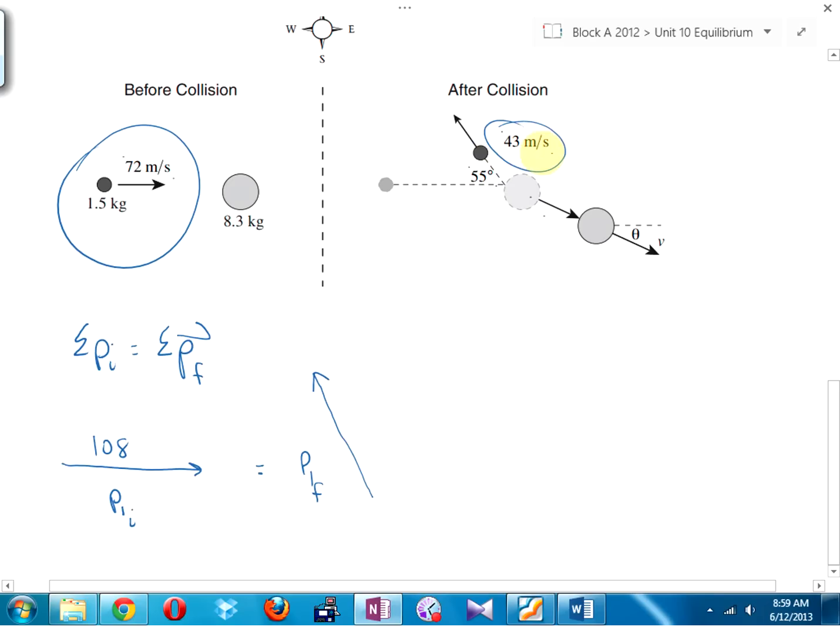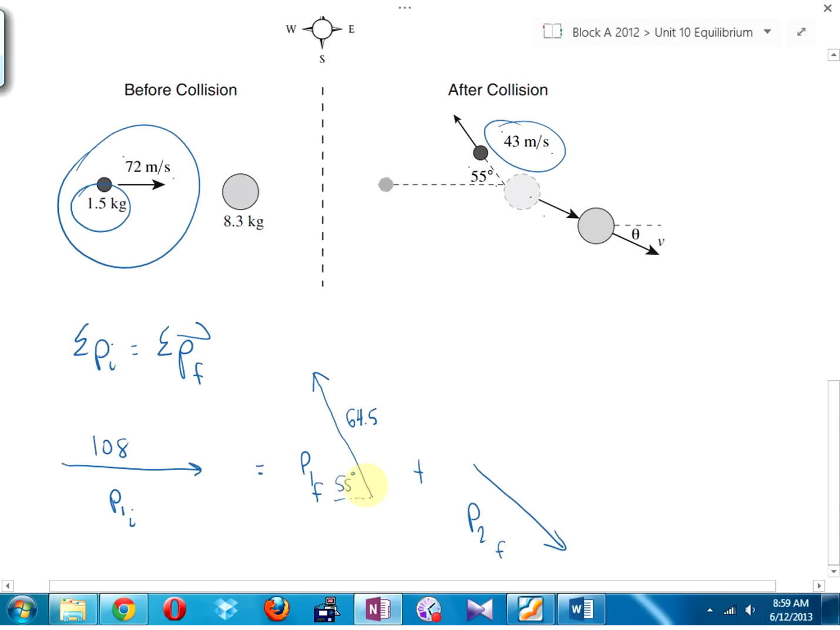And they did give me the velocity, and I know the mass. Can you find the magnitude of this arrow? Can you go 1.5 times 43, please? 64.5? Plus momentum 2 final, I don't know. Okay? Oh, and there is a 55-degree angle here.